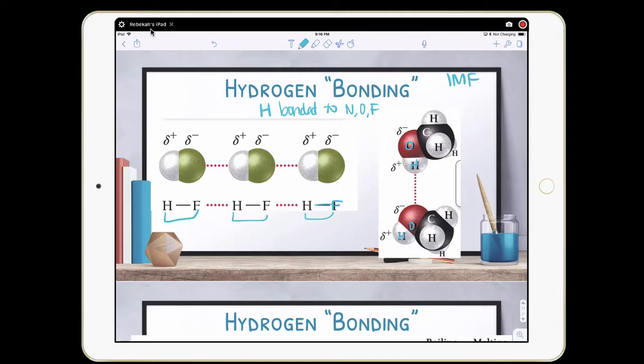The reason why is it's just a fancy, strong dipole-dipole interaction. This is a really strong dipole-dipole because the electronegativity difference between hydrogen and N, O, or F is so great. Like in dipole-dipole, this is a little negative, this is a little positive. In hydrogen bonding, this is really negative and this is really positive. And so that creates a much stronger interaction here. That's it. It's just a fancy, very, very strong dipole-dipole interaction.